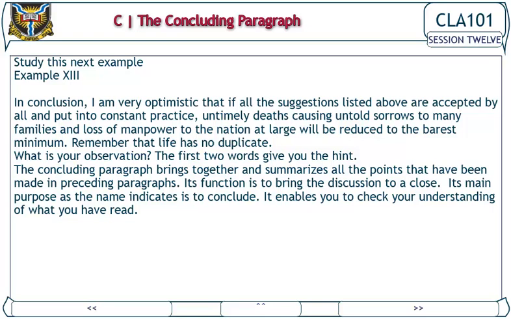The concluding paragraph brings together and summarizes all the points that have been made in preceding paragraphs. Its function is to bring the discussion to a close. Its main purpose, as the name indicates, is to conclude. It enables you to check your understanding of what you have read.